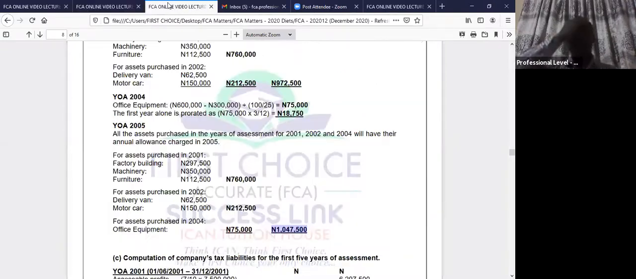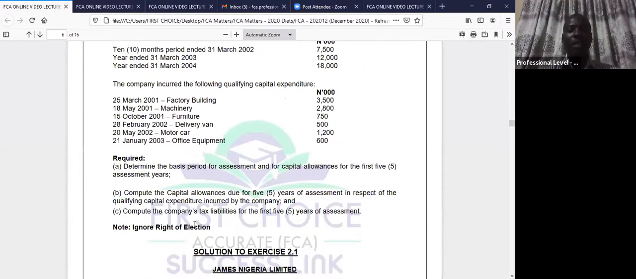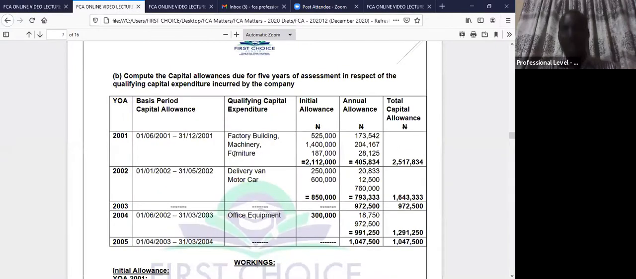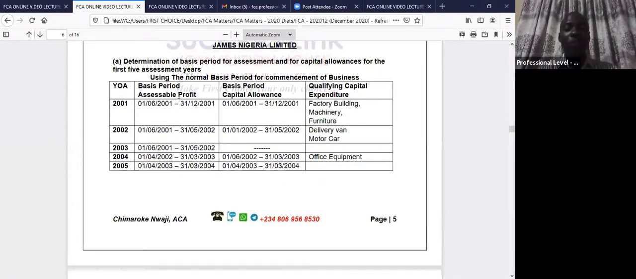Okay, so now that we've answered that part of the question, it is now saying in part C, compute the company's tax liability for the first 5 years of assessment. Now, the company's tax liability for the first 5 years. Look at what we are going to do now. Do you remember this table? We are now calculating tax, and tax is based on assessable profit basis period.